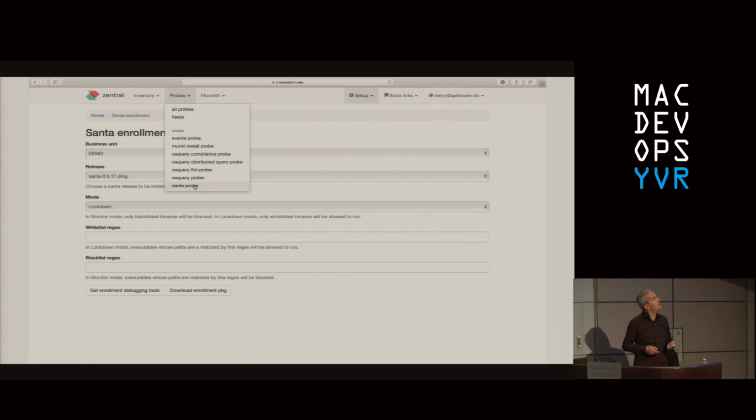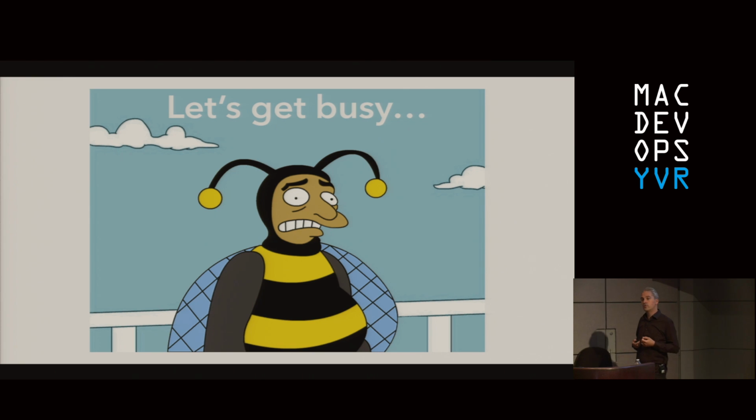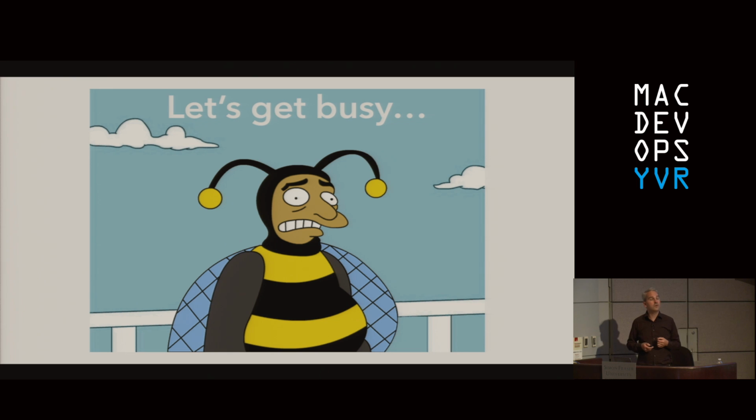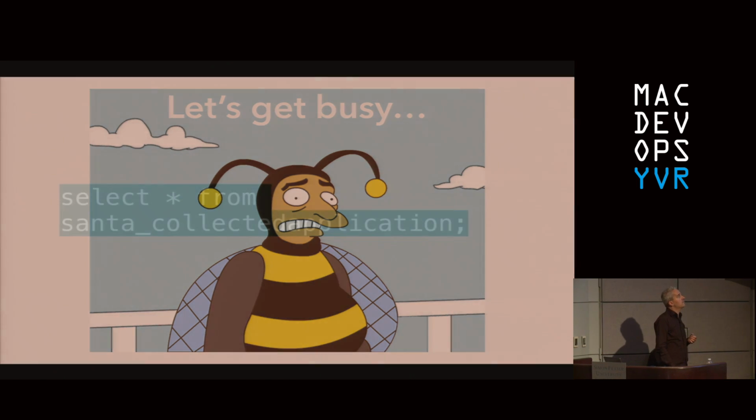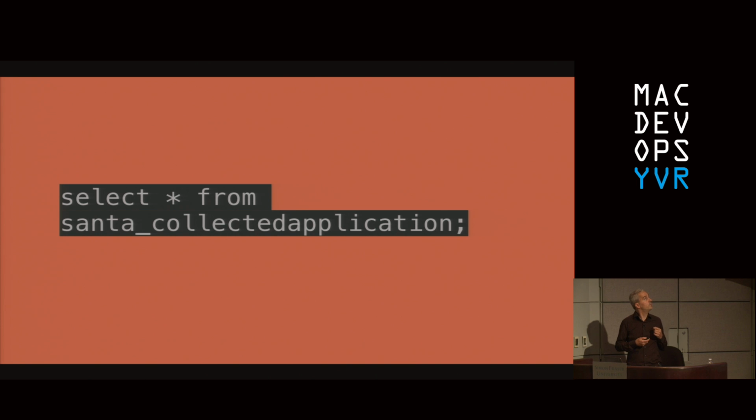And I can build a Santa probe and do stuff in blacklisting or whitelisting. But this is pretty much work. So you have to get busy, especially in lockdown mode, to provide a good whitelist. However, Santa already collects a lot of information, and as we receive the events, we decided, okay, we get the events shipped over to Zentral. This is just our internal database query.